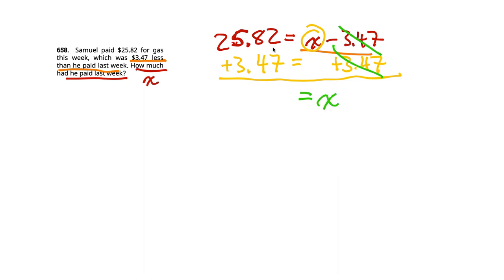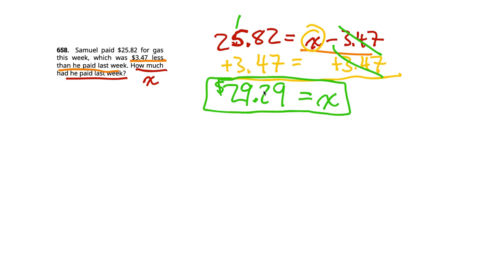So 25.82 plus 3.47, we're just going to line everything up. 2 plus 7 is 9. 8 plus 4 is 12. Carry the 1. 5 plus 1 is 6, plus 3 is 9. And then the 2. And then we want to make sure we label it in dollars because it is a word problem. I always check, am I labeling everything correctly? So how much had he paid last week? $29.29. Okay, cool.